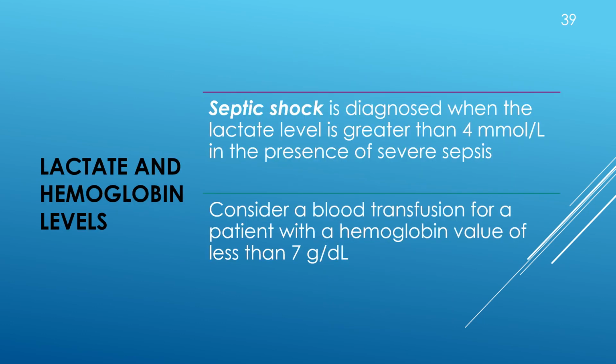Regarding lactate and hemoglobin levels, you really want to look at this. Septic shock is diagnosed when the lactate level is greater than 4 millimoles in the presence of severe sepsis. So if you see a lactate level greater than 4 in the presence of severe sepsis, this is named septic shock. At this point, you also want to consider a blood transfusion if the hemoglobin value is less than 7. So these are some of the pearls of wisdom.